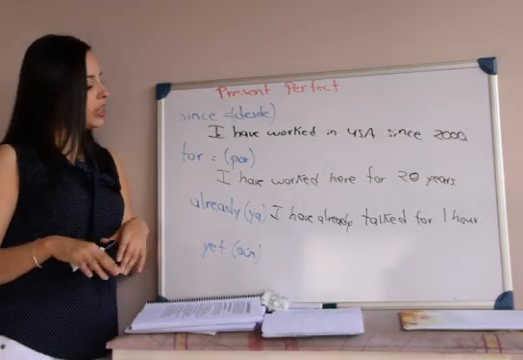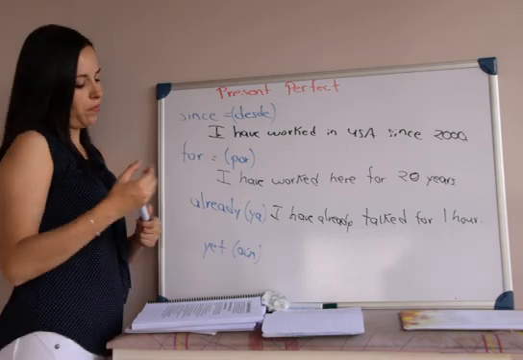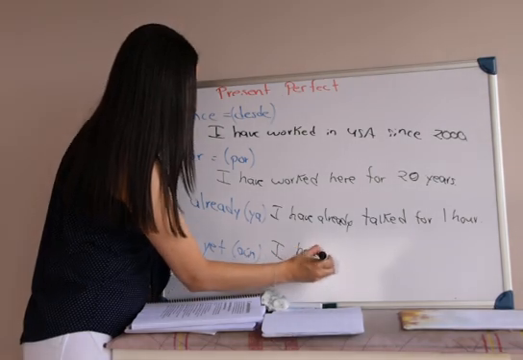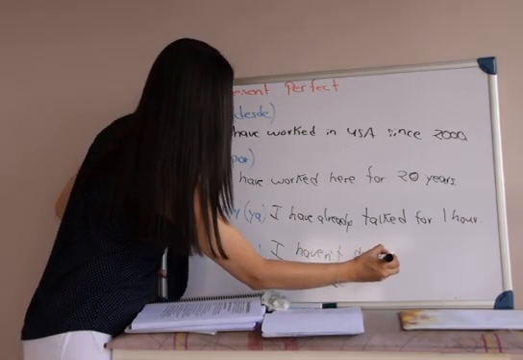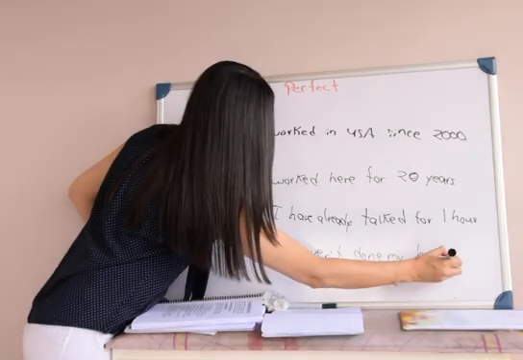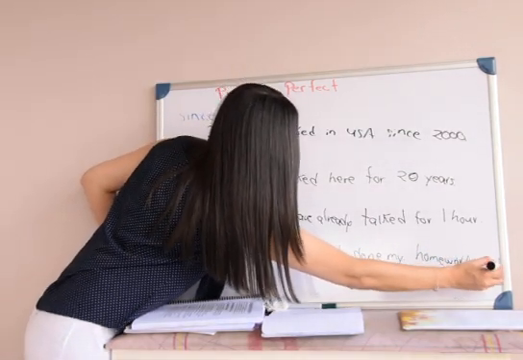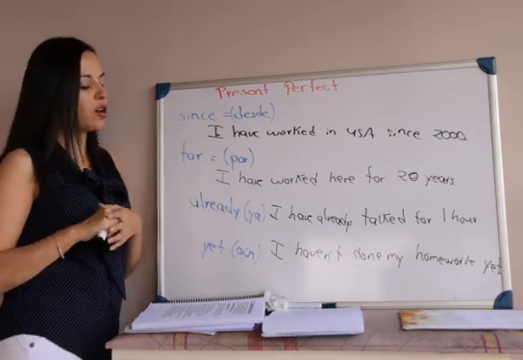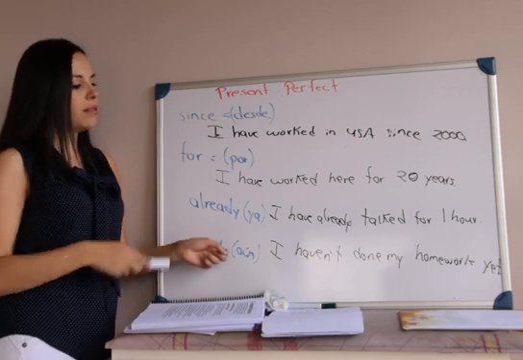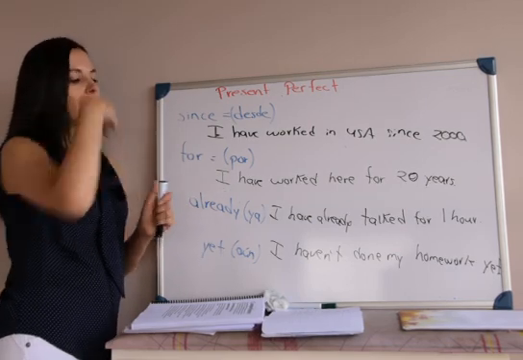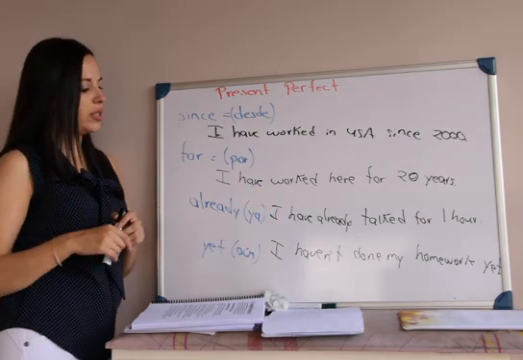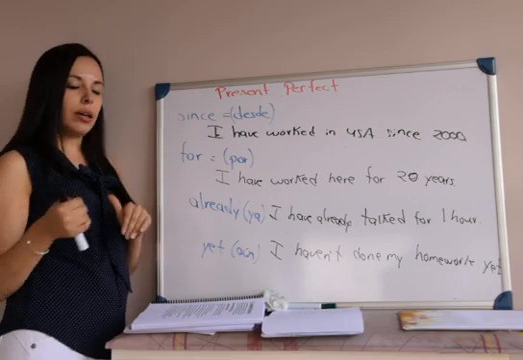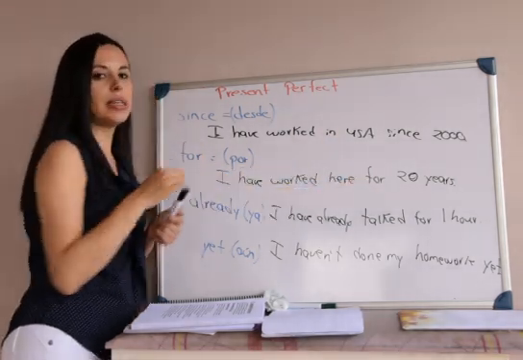And finally, we use yet, which means aún, for the negative sentences. For example, I haven't done my homework yet. Okay, for the negatives, we use yet. And that means aún. And it always goes at the end of the sentence. Always, always at the end of the sentence. I haven't done my homework yet. Todavía no he hecho mi tarea. O no he hecho mi tarea todavía. But in English, we always use it at the end of the sentence.